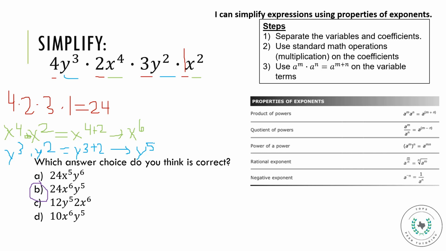Now, once again, you take these values, you slap them together. Bring the coefficient. Take this x value and slap it right on, and then add the y value. And you're left, final answer, of 24x to the power of 6, y to the power of 5, which in this case, as we can see, is B.